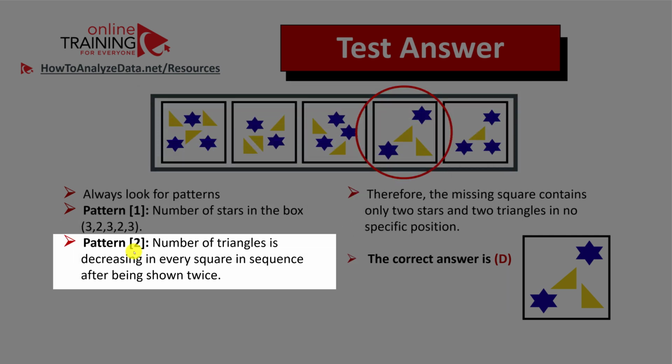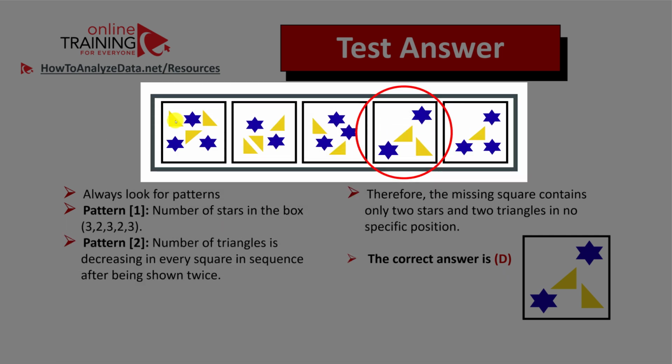There is also a pattern of decreasing triangles, and you see that the number of triangles is decreasing in every square in sequence after being shown twice. For example, object number 1 has 3 triangles. Object number 2 also has 3 triangles. Next object has 2 triangles. So following this pattern, the missing object will also have 2 triangles.